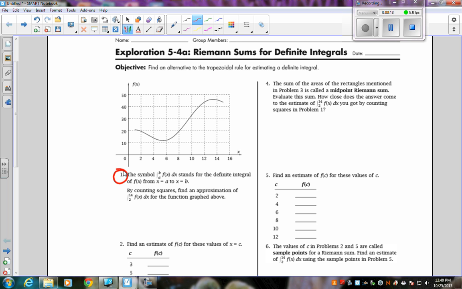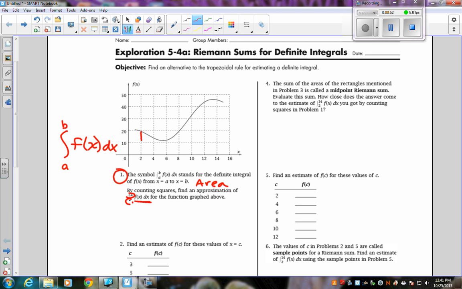This symbol, which I'm going to rewrite out here, the integral symbol, from a to b of our function f of x times dx stands for the definite integral of f of x from x is a to x is b, which means we're really looking for area. In number 1, it's asking us to count squares to find an approximation for the area under the curve f of x from 2 to 14.